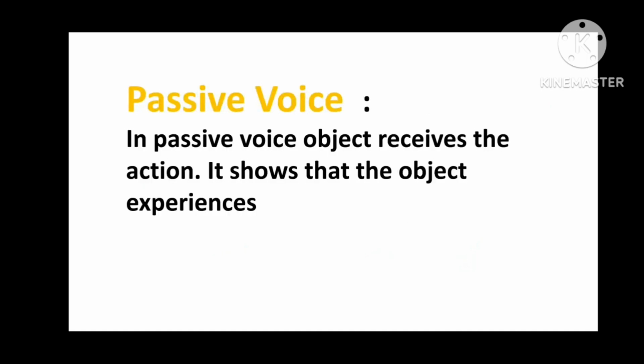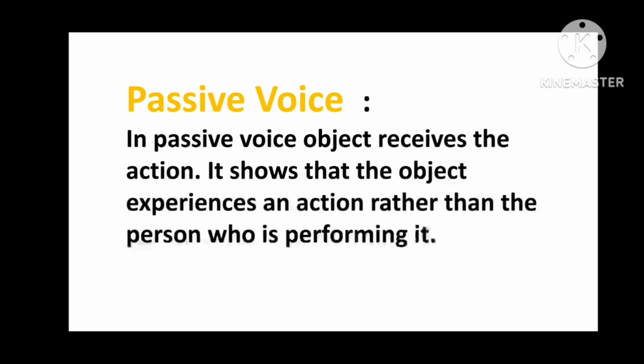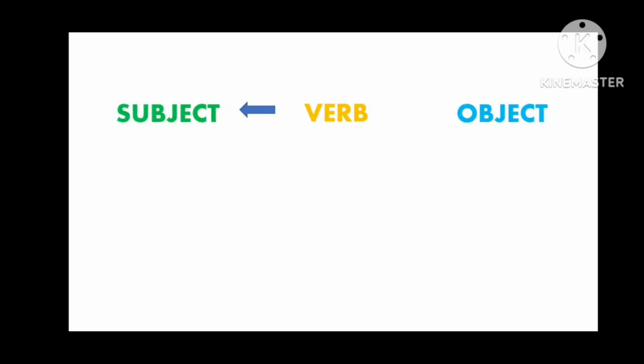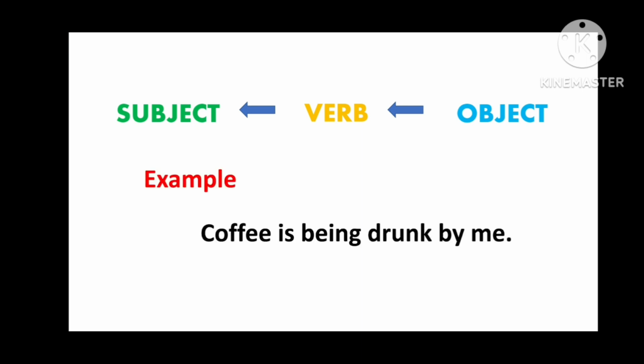In passive voice, object receives the action. It shows that the object experiences an action rather than the person who is performing it. So here, the object upon which the action is happening is taken first and more importance is given to the object. And the sentence structure is subject, verb, object, but here the subject of the active sentence becomes object and the object of the active sentence becomes subject. Confused? Let's understand with the help of example.